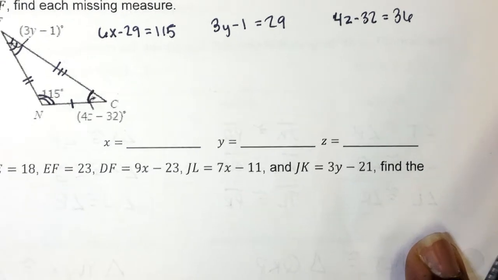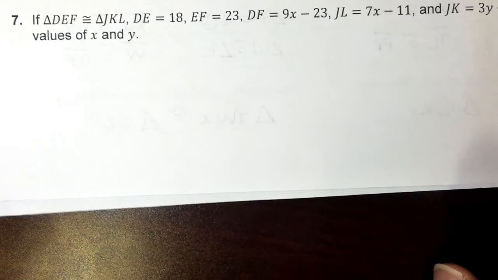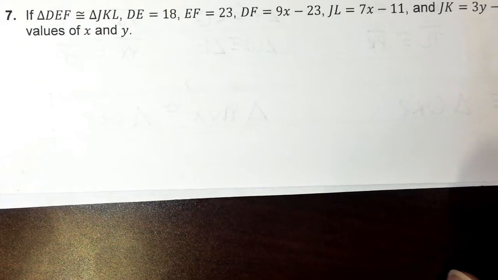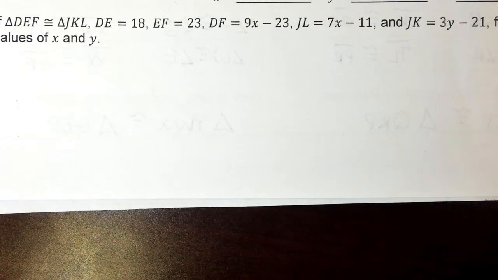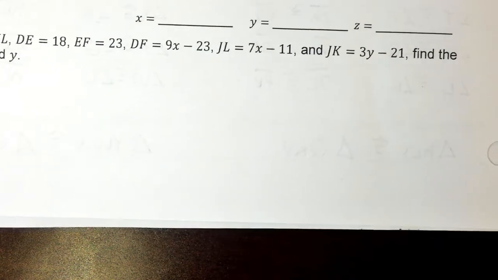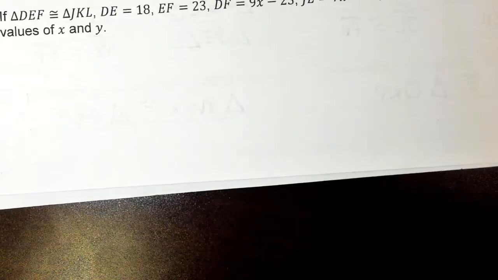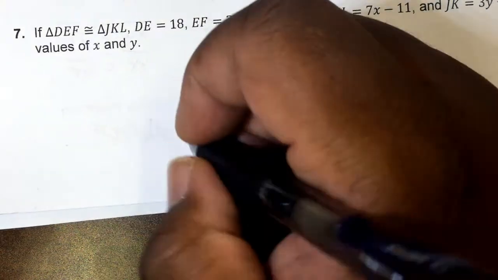All right, sliding on. Last one, number 7. If triangle DEF is congruent to triangle JKL, DE is equal to 18, EF is equal to 23, DF is equal to 9X minus 23, JL is equal to 7X minus 11, JK is equal to 3Y minus 21. Find the values of X and Y. The first and best thing you can do for yourself on this is draw out two triangles. They don't have to be huge, just big enough for you to label them.